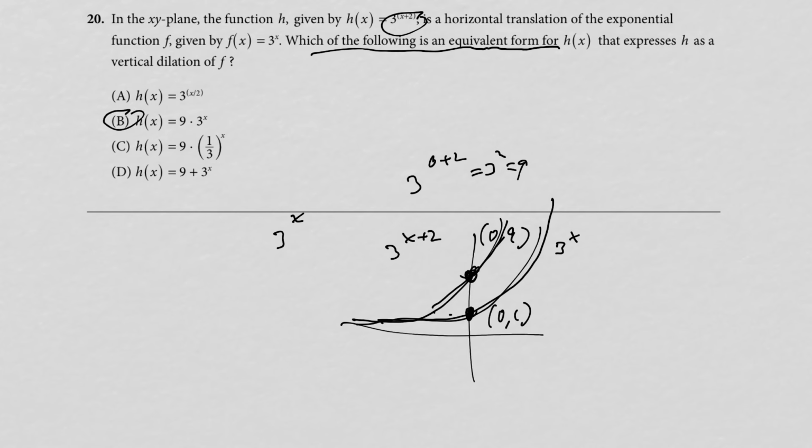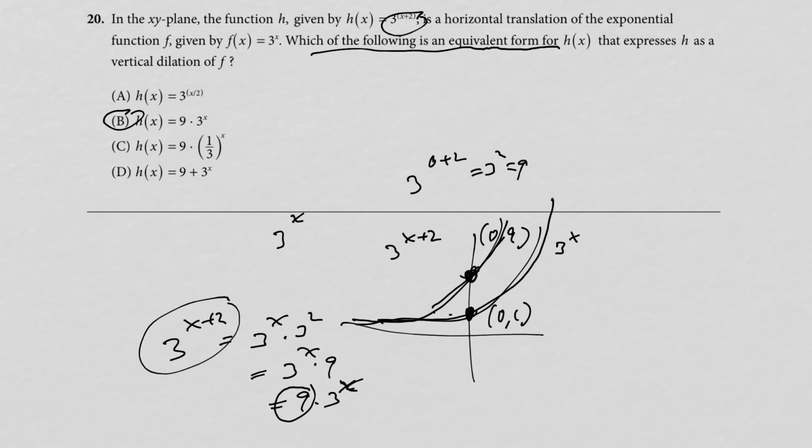Another way to think of that is 3 to the x plus 2 could be rewritten as 3 to the x times 3 to the 2, which is the same thing as 3 to the x times 9, which is the same thing as 9 times 3 to the x. This would be a vertical dilation because it's like a coefficient in front of the thing. It accomplishes the same thing as shifting it 2 units to the left. So the answer to that one is B.